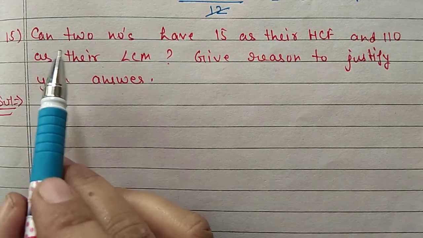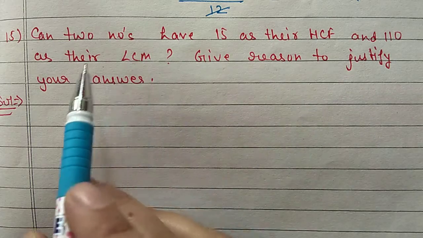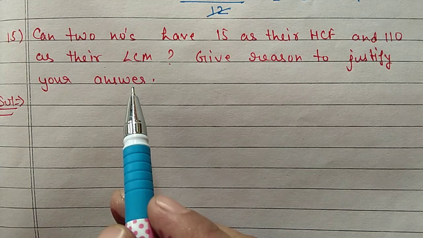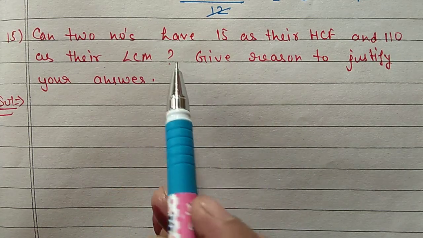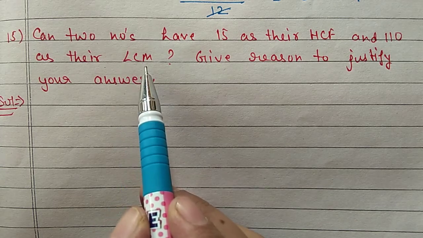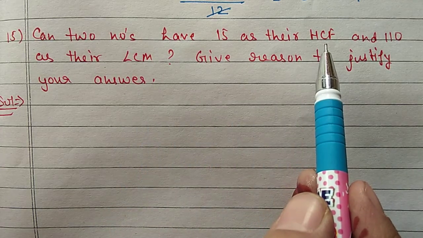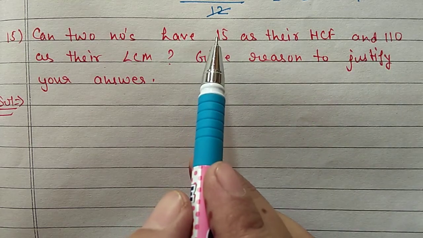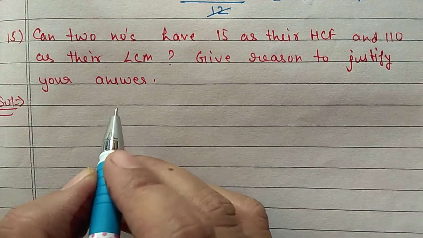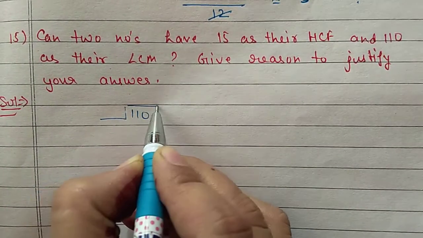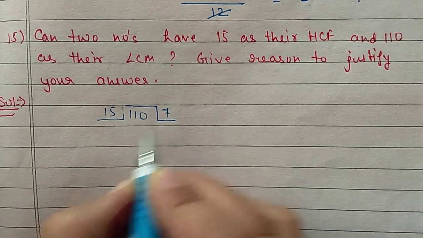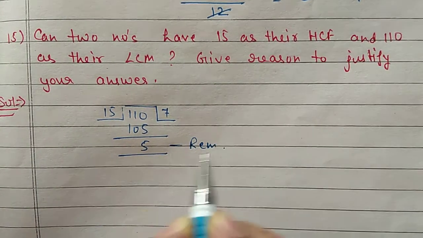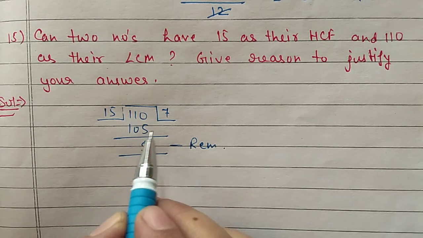Next, question number 15. Can two numbers have 15 as their HCF and 110 as their LCM? Give a reason to justify your answer. So there is a property of LCM and HCF of numbers: the LCM is always exactly divisible by the HCF. Completely it will be divisible by the HCF. So we will check whether this LCM is completely divisible by 15 or not. First we divide 110 by 15. 15 7s are 105. The remainder we get here is 5. So because we are getting a remainder, it is not completely divisible by 15.